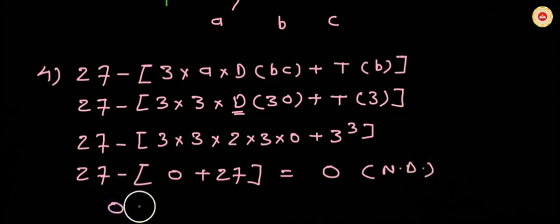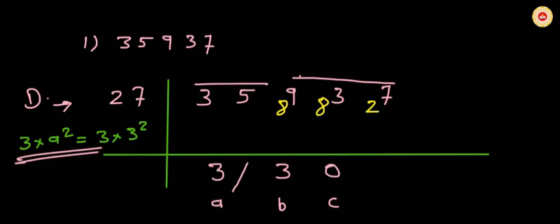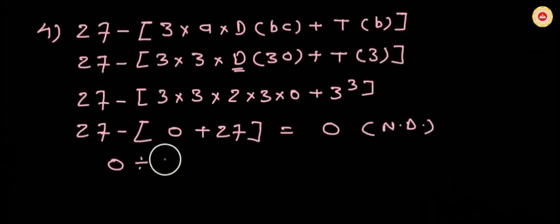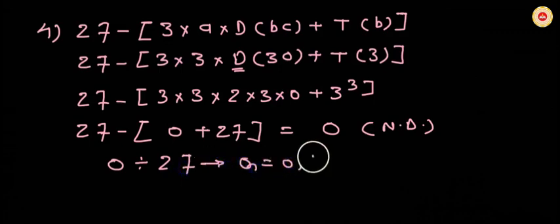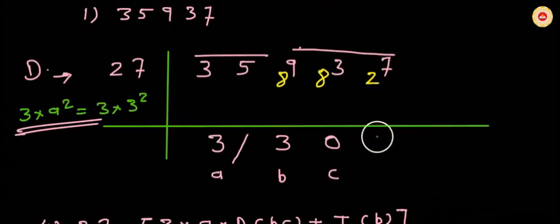So 0 divided by divisor 27. 0 divided by divisor 27 gives us quotient 0 and remainder 0. So let us write quotient 0 and remainder 0. Write quotient 0 below gross dividend 27, and where to write remainder 0?